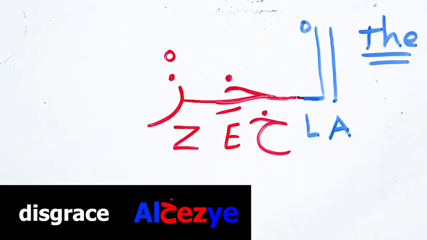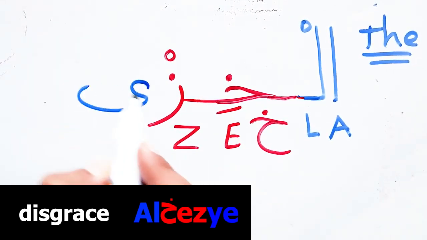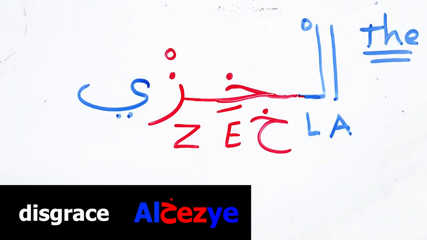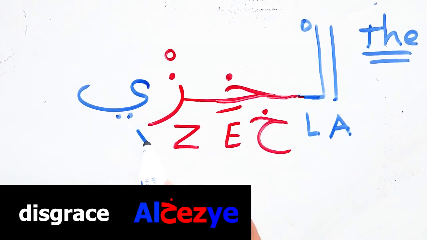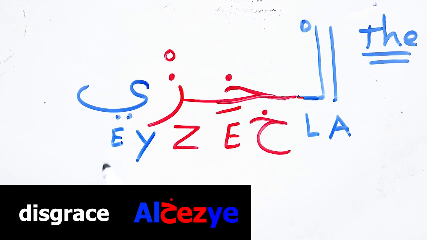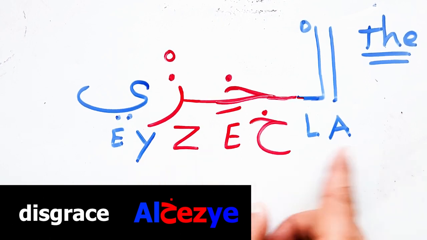Al-khiz, al-khizi. This y, how it will be? It will be like y and e. Al-khizi. But it's a very short e, so it will be y. Very short. Al-khizi.